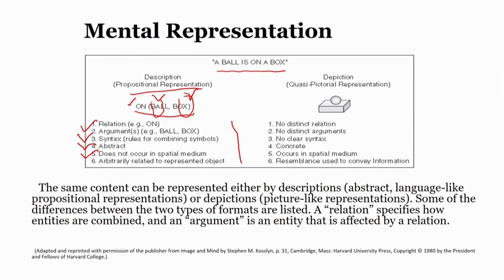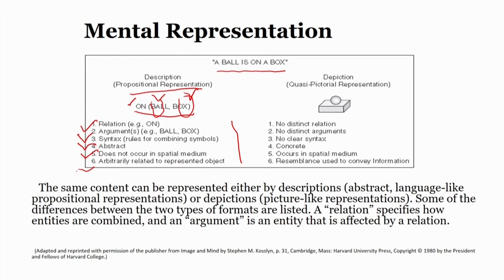Then the propositional representation does not happen in a spatial medium. Because it does not happen in space, it does not explain to you in space how these are related. So, you will generate the idea in your head that there is a ball and there is a box and the ball is on the box, but you cannot see the picture of the ball on the box, although it will generate the same idea of the ball being on the box. And it can be arbitrarily related to represent objects.